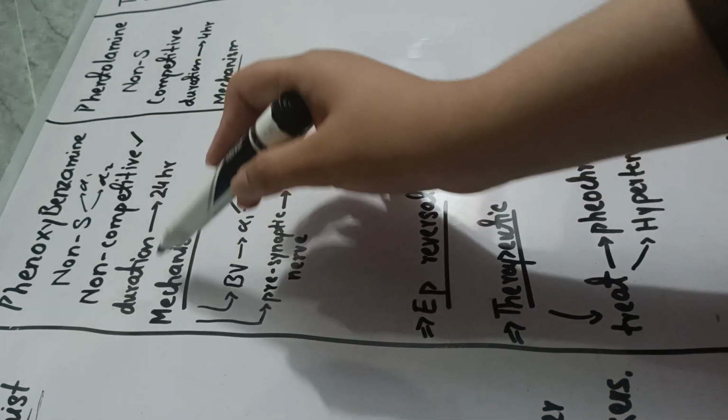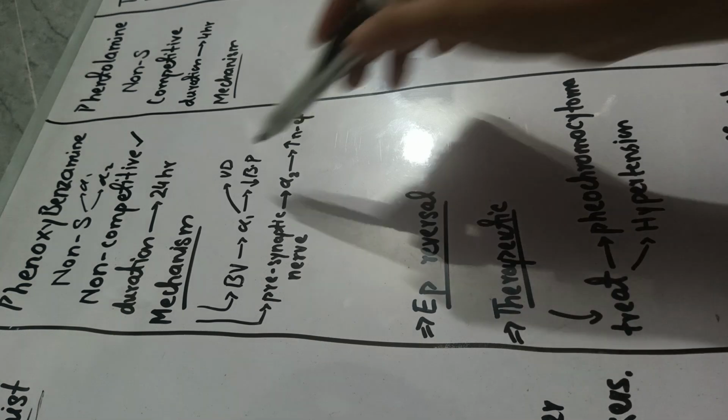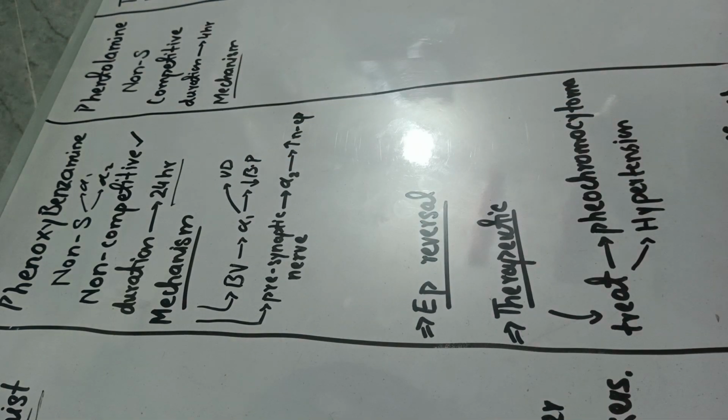And its duration: let's suppose you take a dose of phenoxybenzamine at 6 o'clock, then the next day at 6 o'clock its duration ends. Its duration is about 24 hours. So in these 24 hours your heart rate will decrease, your blood pressure remains decreased, and this kind of sympatholytic activity remains in you for 24 hours.